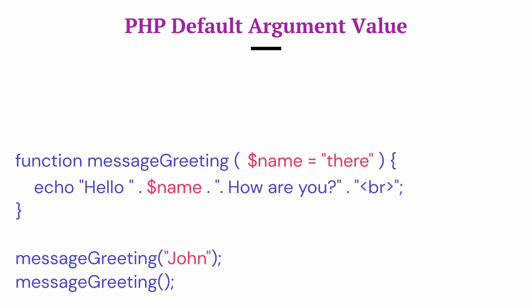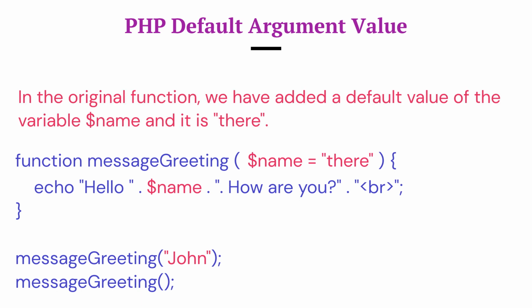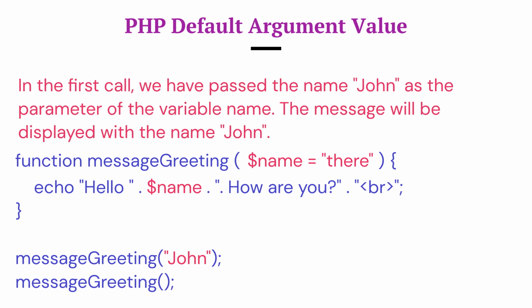In this example, we have called the function messageGreeting 2 times. In the original function, we have added a default value of the variable $name and it is there. In the first call, we have passed the name John as the parameter of the variable name. The message will be displayed with the name John.